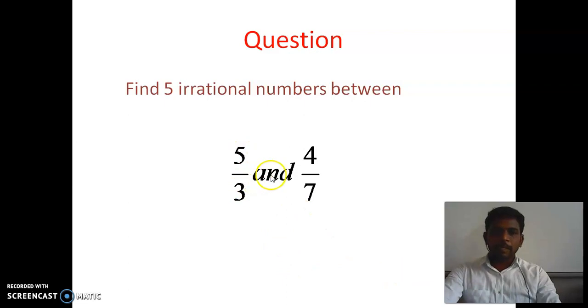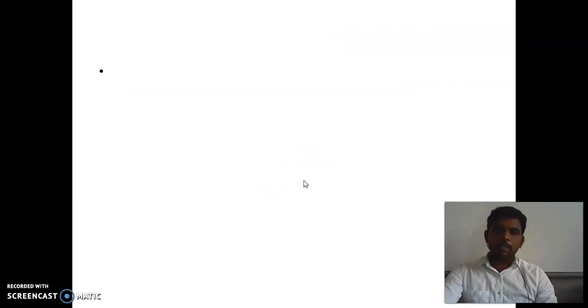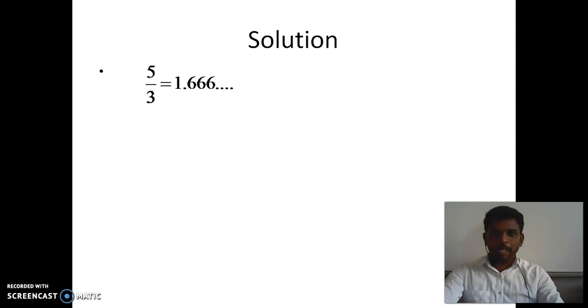Listen here. 5 by 3 and 4 by 7 are both rational numbers, and we are going to find irrational numbers between these two. How can you find them? The solution: first we have to find the decimal expansion of the given rational numbers. So 5 by 3. This is the decimal expansion of 5 by 3. 1 three is 3, remainder 2, put a point and 0 here, so 20. Then 6 threes are 18, again remainder 2, again 6 threes are 18, and it keeps going on. That is the decimal expansion of 5 by 3.